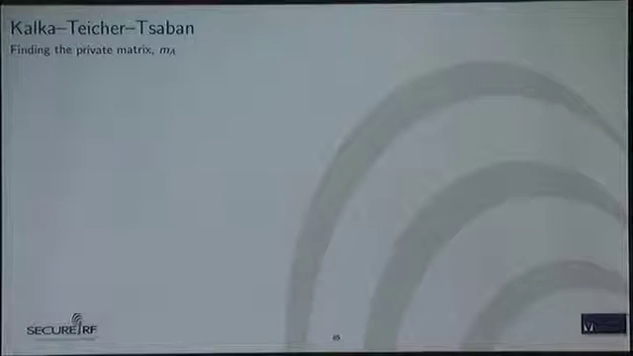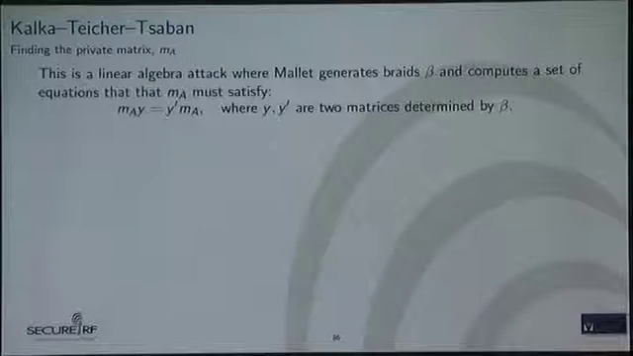So the second attack is trying to find the private matrix. This attack is a little more interesting and a little more involved. It's actually a linear algebra attack. I'm not sure how many people took linear algebra. The last time I studied it was about 25 years ago. But basically, you have a bunch of equations and a bunch of unknowns, and once you have enough equations and enough unknowns, you can basically force out an answer. So what they're doing is making spurious braids and using those braids to come up with these sets of equations such that the matrix must satisfy these equations.